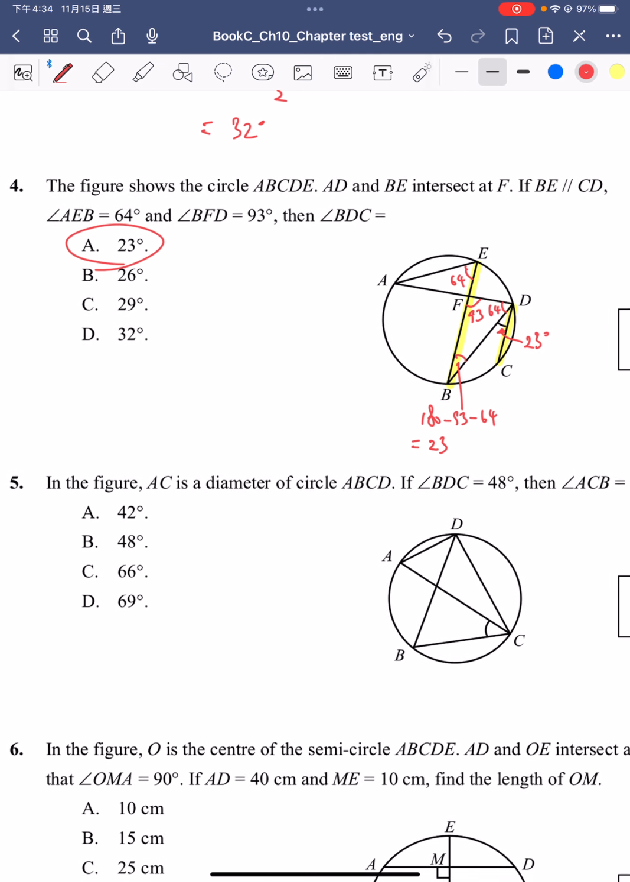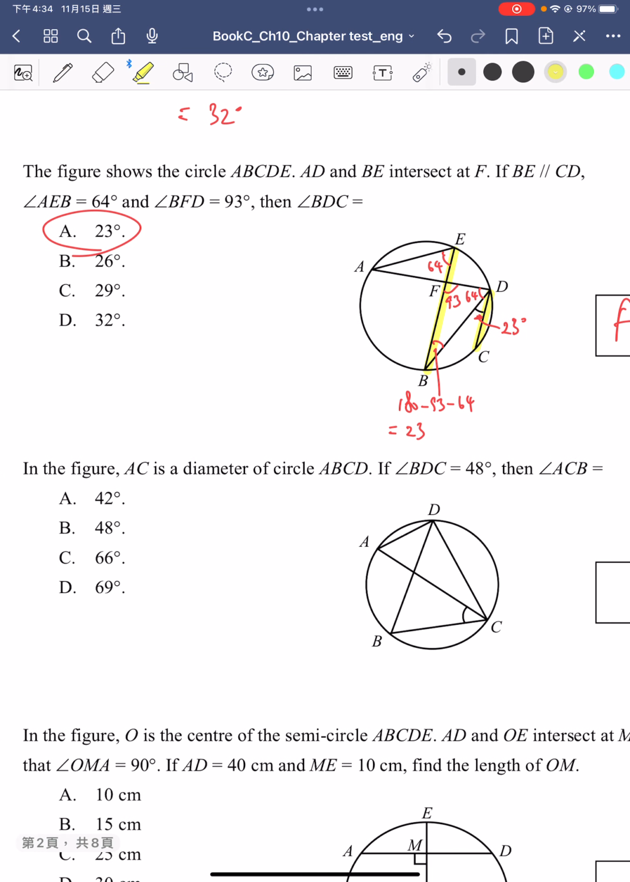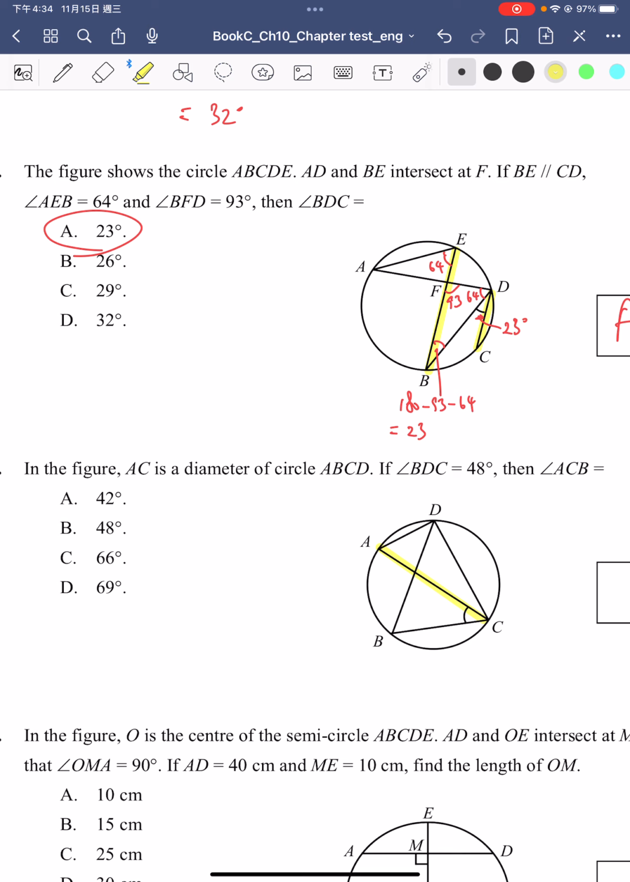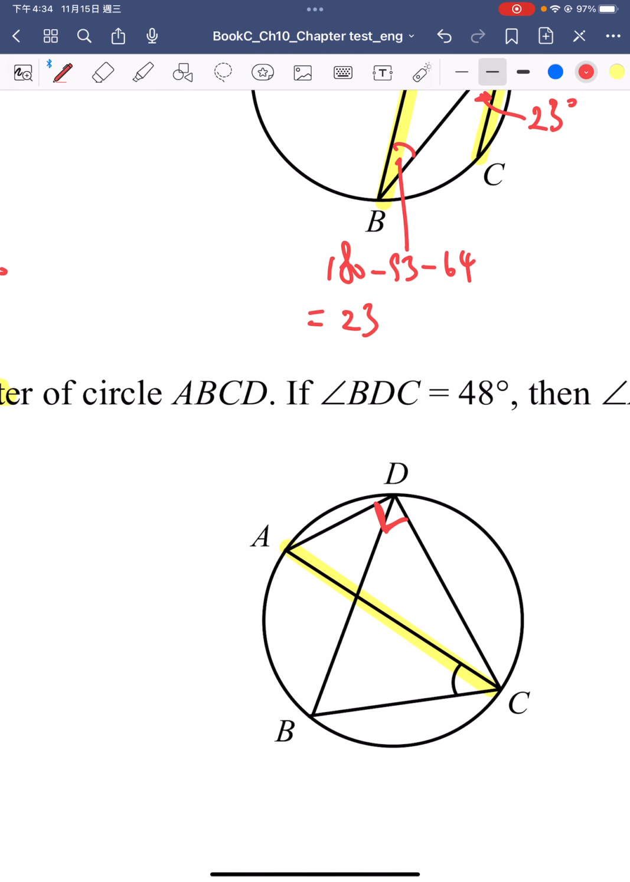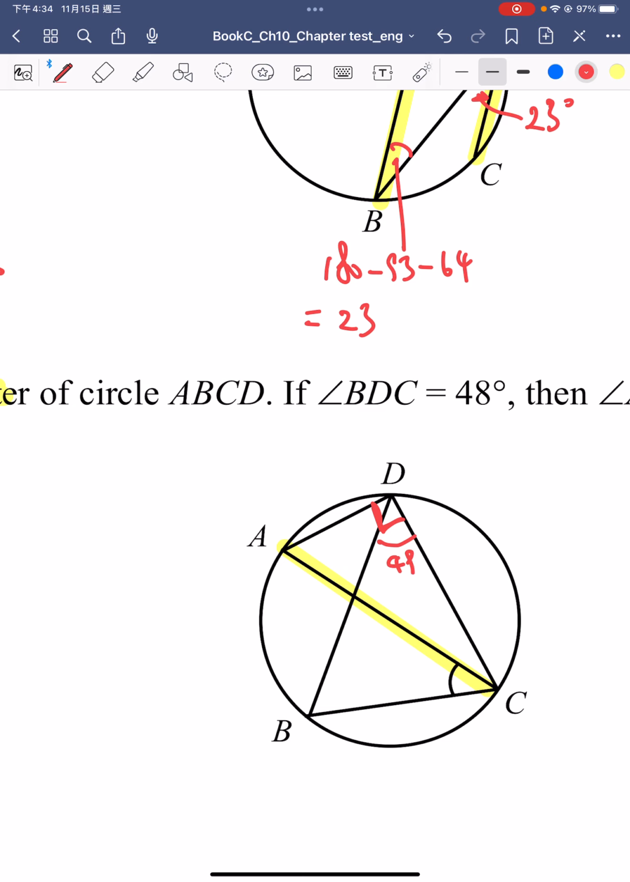Alright, so for question 5, in the figure, AC is the diameter. When you see the question saying that AC is the diameter, it means that the angle at the circumference is going to be 90 degrees. So where is the 90 degrees? We have the ADC. This D is on the circumference, so ADC is 90 degrees. And then we have the angle of BDC is equal to 48. So BDC is here, this is equal to 48 degrees.